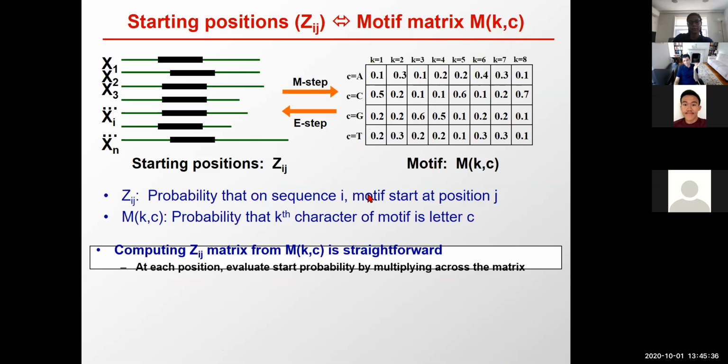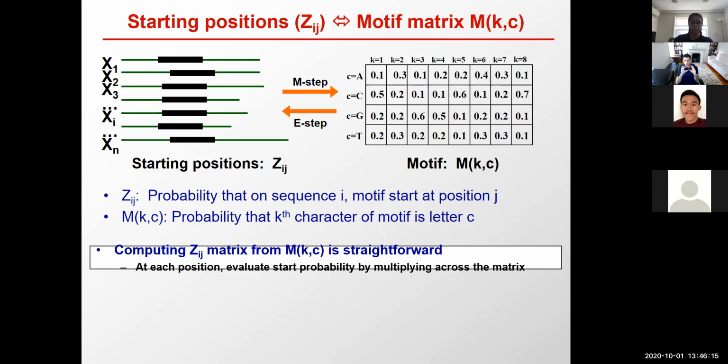I can simply scan my motif and at every position, evaluate the start probability by multiplying across the matrix. That's how well the motif generates that matrix. And then I can do a likelihood ratio to ask how well would the background generate that matrix as well. So this is the probability of obtaining the data given a motif. What is the probability of getting the data given that I'm in a background? So that's one part. That's asking about the probability of generating that.